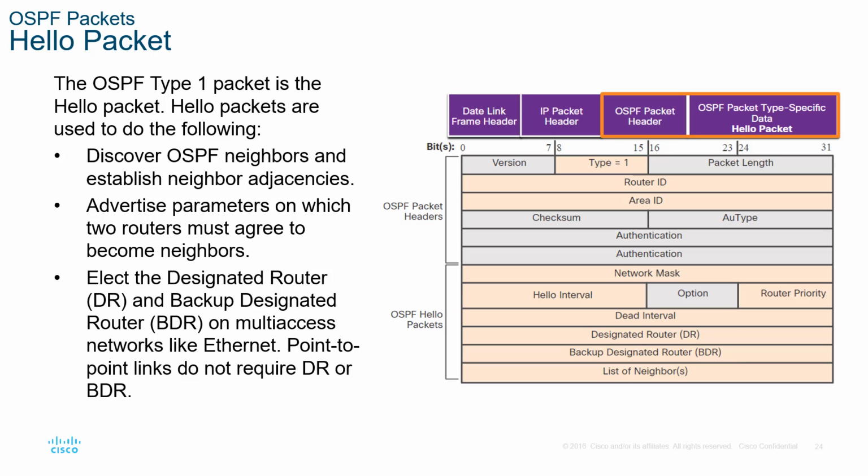OSPF has its own packet header, and it will have things like its router ID, its area ID, if there's authentication, the hello intervals. It will also have the designated router address and the backup designated router, as well as a list of neighbors.